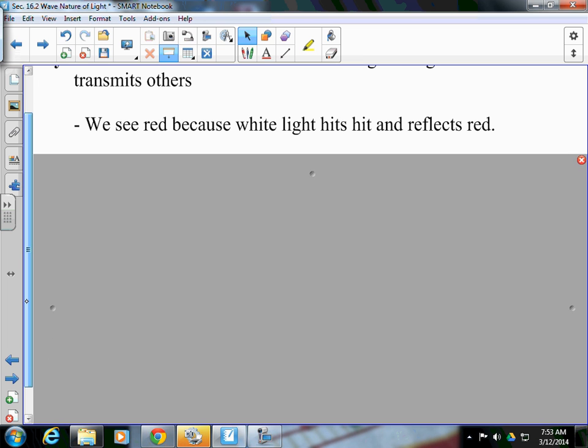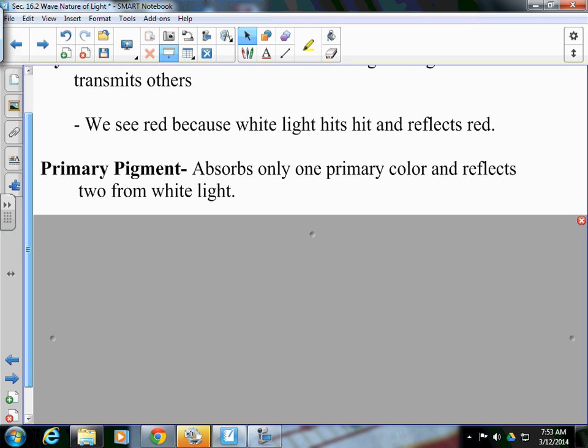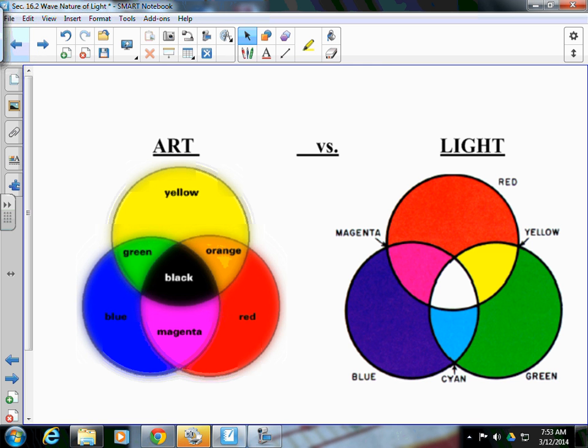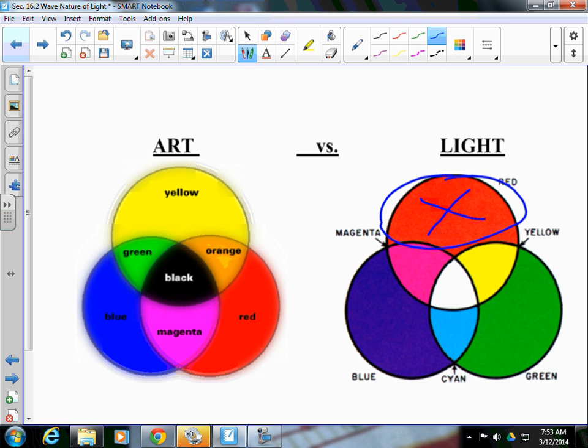Now when we talk about dyes, we have primary pigments, which absorb only one color and reflect two back. If I have a primary pigment, it is only going to absorb one and reflect two back. So for example, if I have a red primary pigment, it's going to absorb red, and what it's going to kick back is green and blue. So what will that pigment actually show? Cyan.